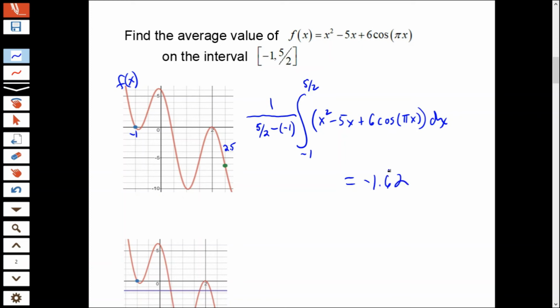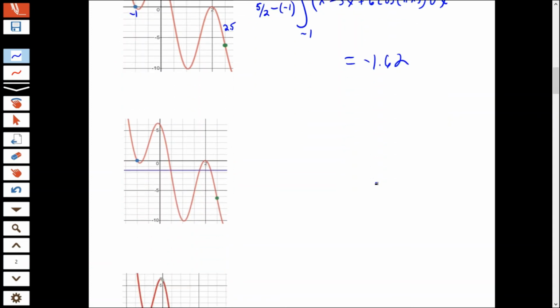And if I graph that value on here, -1.62, we can see that between all of these y values up here and all of these y values down here, about -1.62 looks like it's about in the range here.